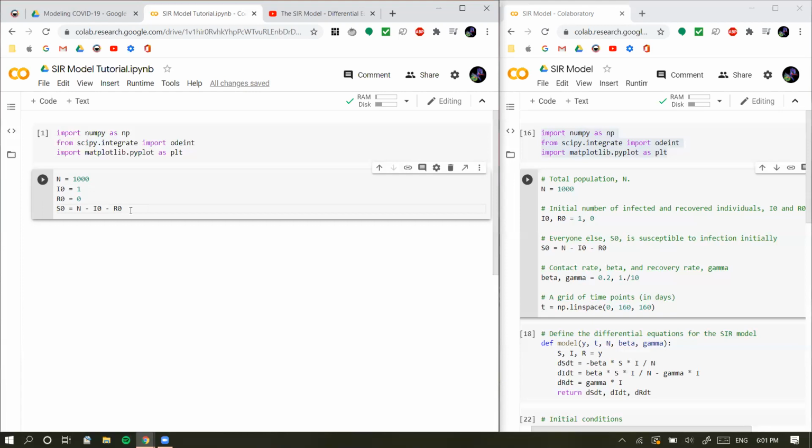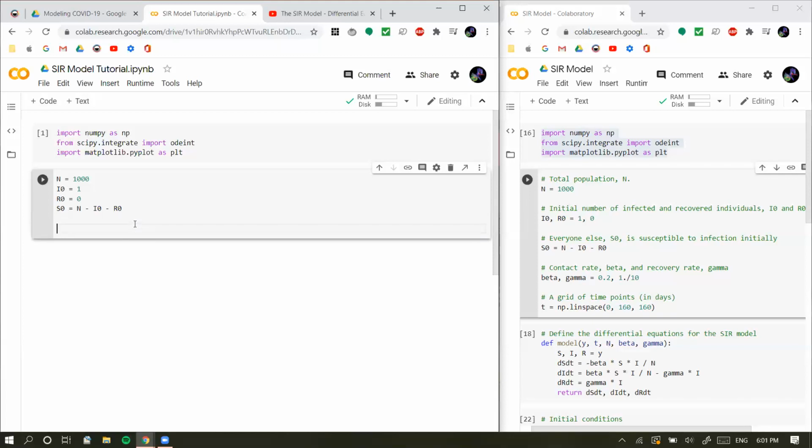How do you add another box? Press Shift and then Enter on your keyboard. So now we have the initial conditions. So we call these initial conditions, okay? So initially, before everything starts, how many of each group do we have?